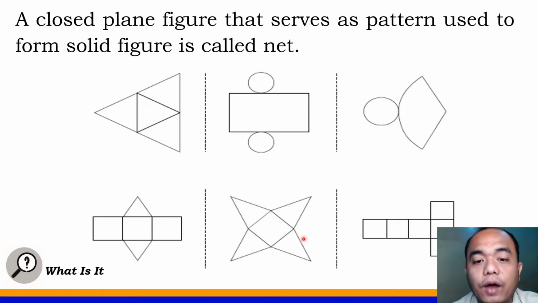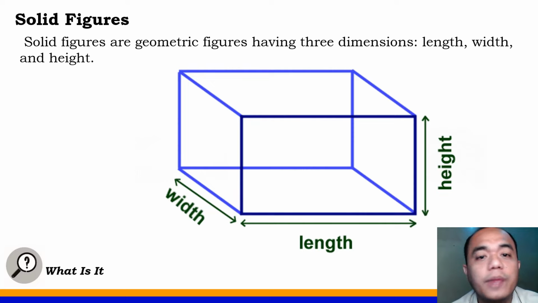So these are made up of triangles, 4 triangles and a square. And we have here 6 squares. 6 squares forms a cube. So again, these are common examples of a net. A net is a pattern that is formed from a plane figure to make a solid figure. So solid figures are geometric figures having 3 dimensions. Again, these are the length, the width, and the height. That's why solid figures are commonly called 3-dimensional figures.